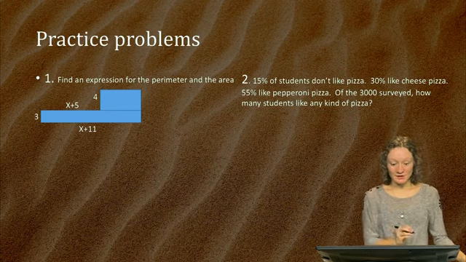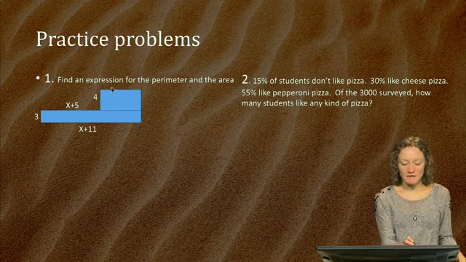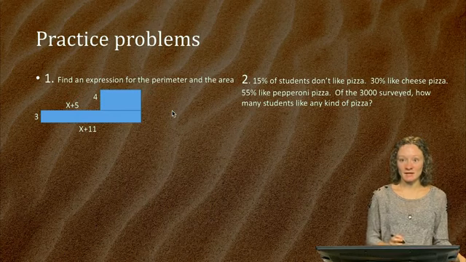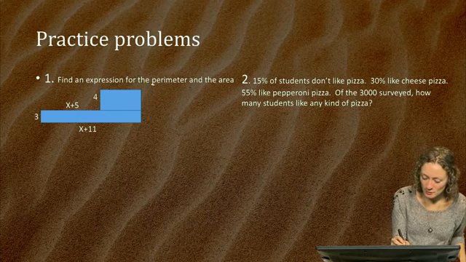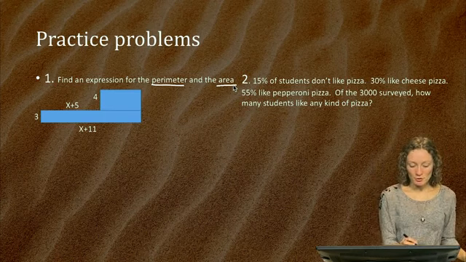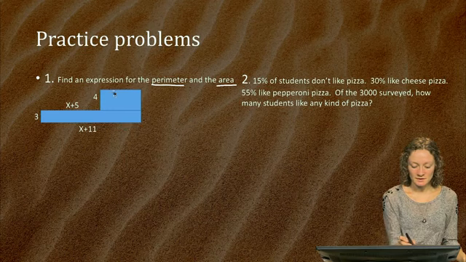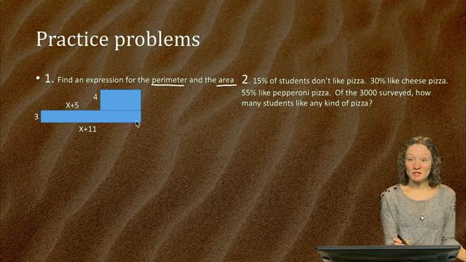Okay, let's take a look at them. So our first question is similar to our first couple examples. Find an expression for the perimeter and the area of the figure. Perimeter and area, two separate considerations. So let's go with perimeter first. Perimeter would be the distance around. We have a little bit of information.